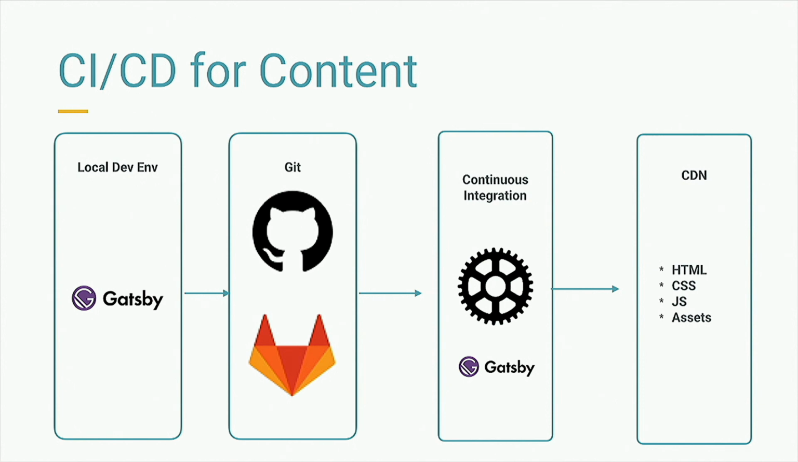And then every time you push to Git, you have something pick up that push, run a build, and push the deploy to a CDN. So you get this kind of automated workflow where any developer can contribute, and whenever there's a new push, you get a new version of the site.